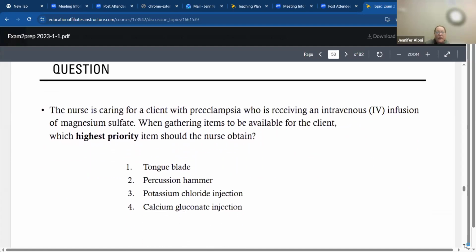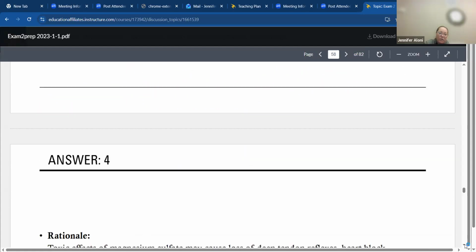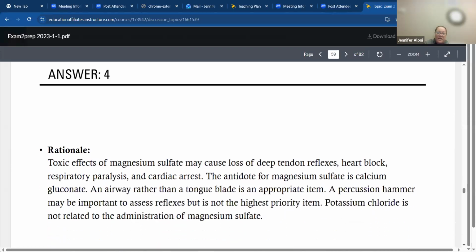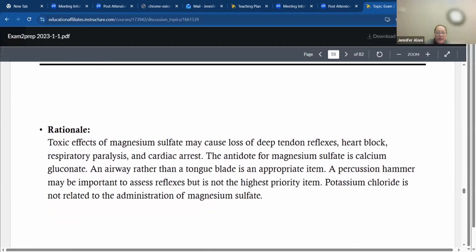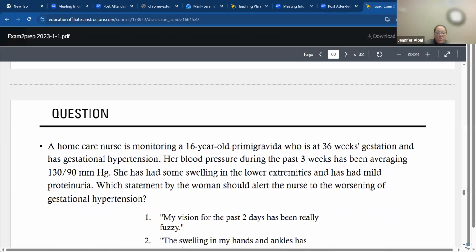IV mag sulfate, what are we going to make sure we check for? What's our highest priority? Four. Anybody worried about 2? We should be thinking about 2. You know why we should think about 4? We always have 4 on hand just in case of the mag. But that number 2 is checking for your deep tendon reflexes, remember? So always important to assess those.